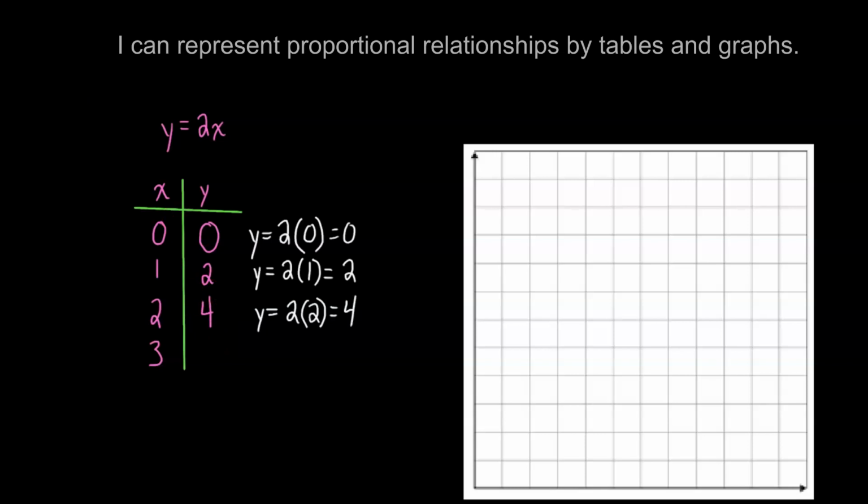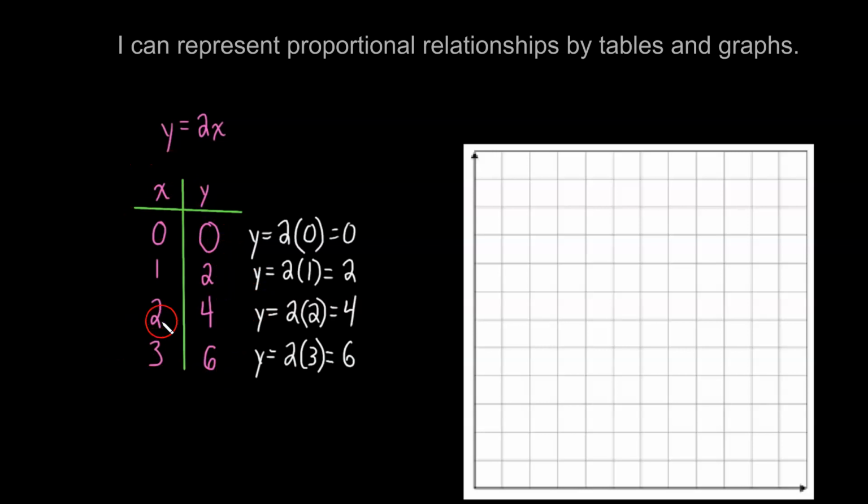And we've got one last value for x given. And again, using this equation up here, y equals 2 times x. And x is equal to 3. So I'm going to substitute 3 in for x and evaluate. So y is equal to 2 times 3, which is equal to 6. Right here. So we put 6 in for y. So now we've got our table over here.